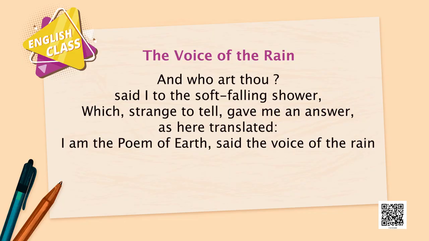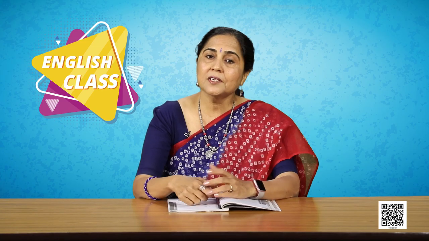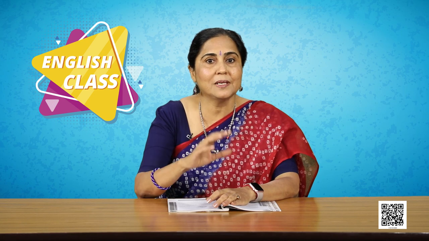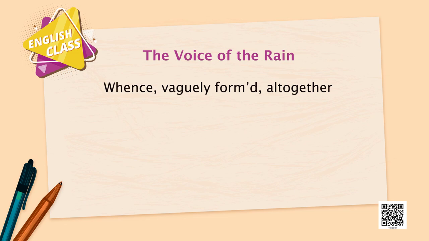I am the poem of earth, said the voice of the rain. He says, I belong to the earth. I am the music of the earth. How beautiful. Eternal, I rise impalpable out of the land and the bottomless sea. I rise from this land only, from the sea, and which cannot be felt, impalpable. I go up, upward to heaven, whence vaguely formed altogether, where my form changes, but I still remain the same.